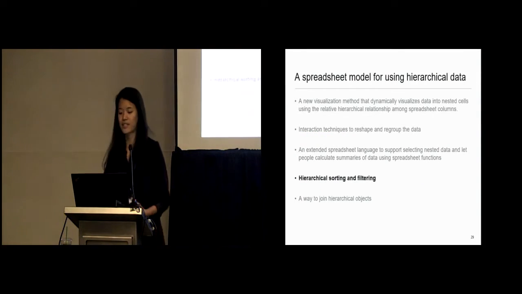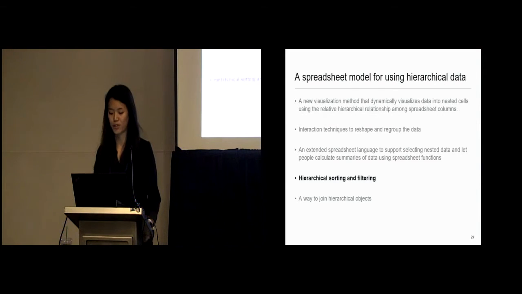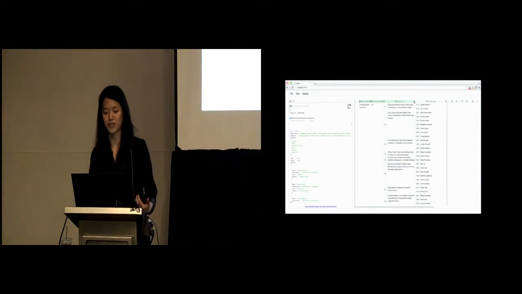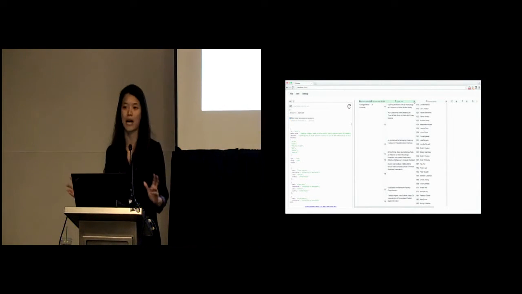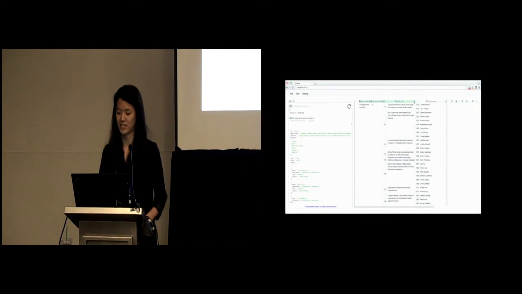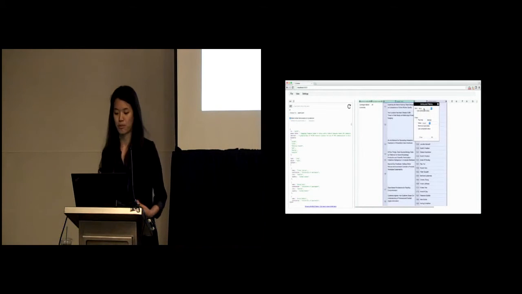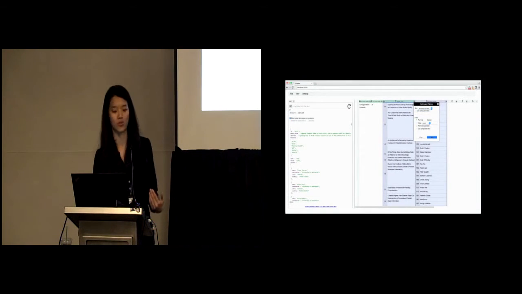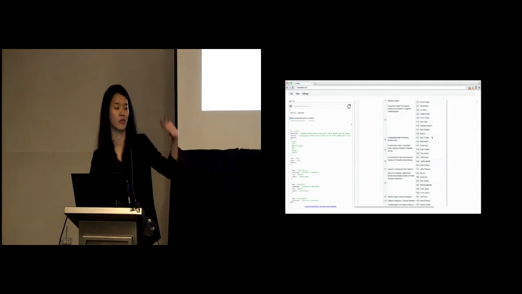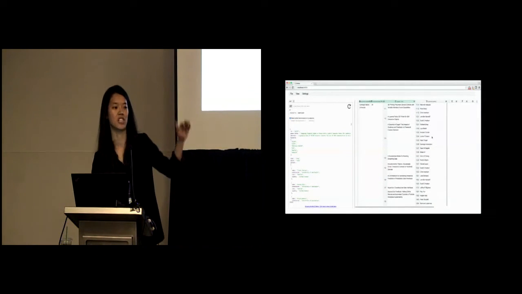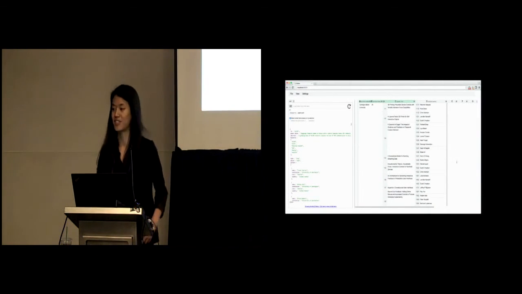So we also extend spreadsheet sorting and filtering to work on nested hierarchical data. Sorting and filtering on a nested column will affect the data in the same or deeper hierarchical level, but will not affect the order of its ancestors. So here, if I sort by column C, the system will sort the paper titles alphabetically within each institution, but it will not change the order of the institutions.